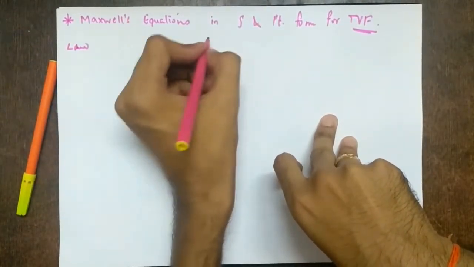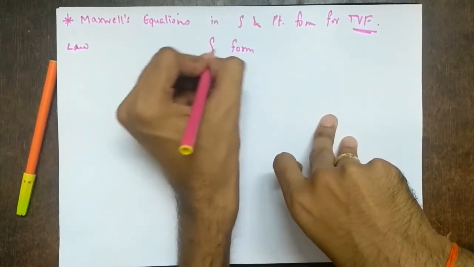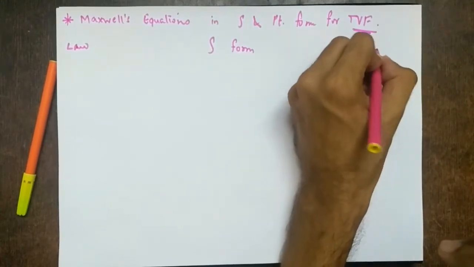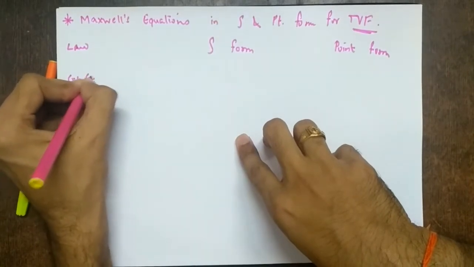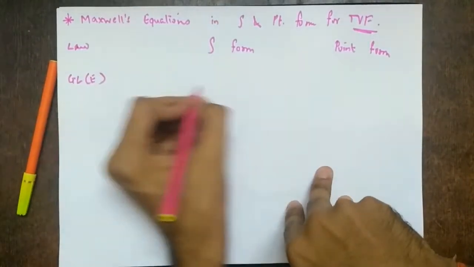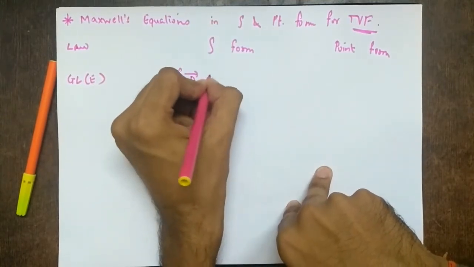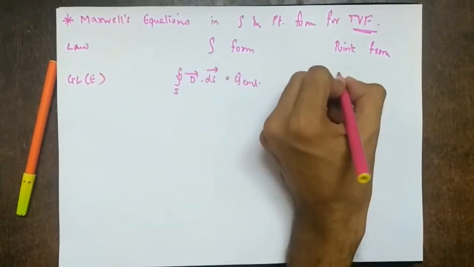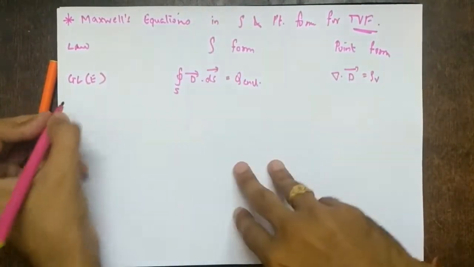Law, which law you are referring to, then integral form. Obviously you have to write the word integral and not the symbol. Then point form. First was Gauss law for electric fields, and you have to use full form here. So what was it? Closed surface integral of D vector dot dS vector equal to Q enclosed. And point form, after applying which theorem? Divergence theorem, was del dot D vector is rho v.